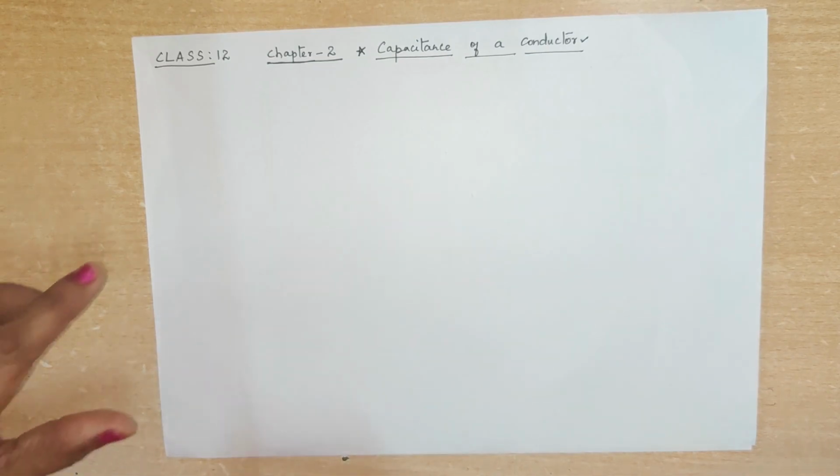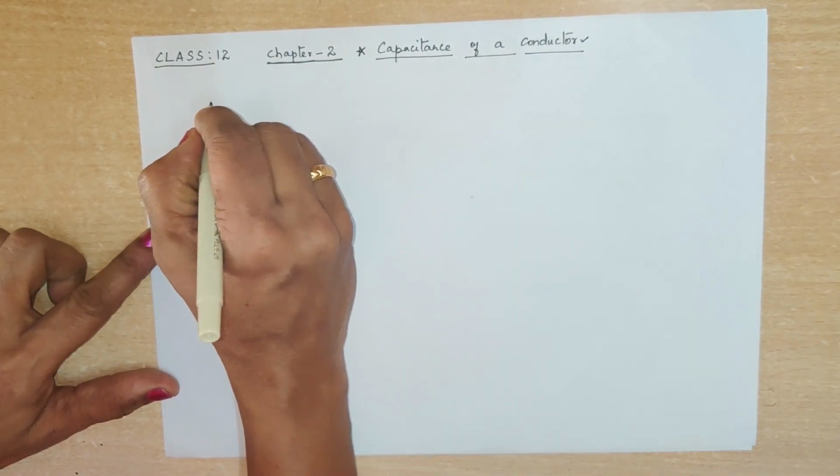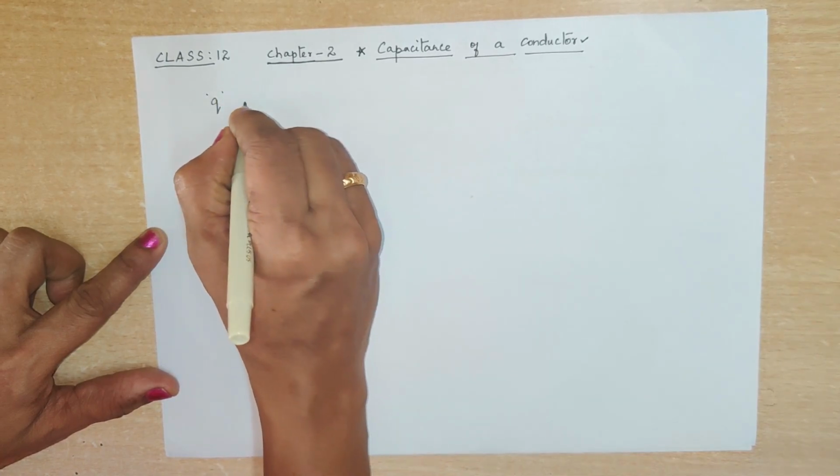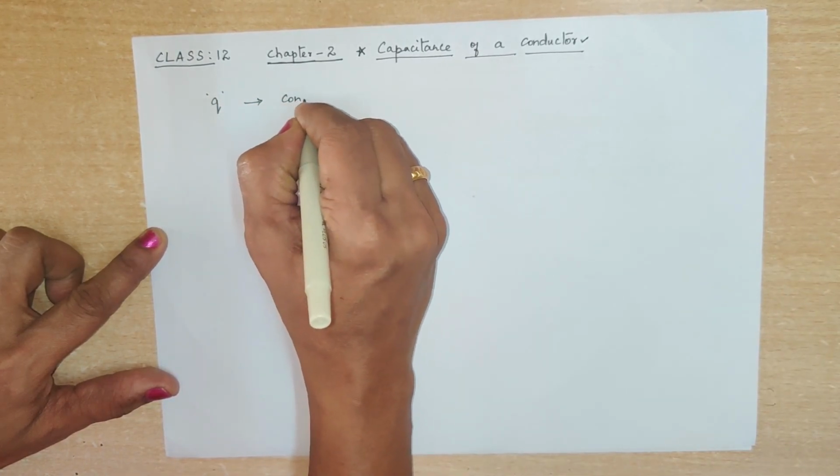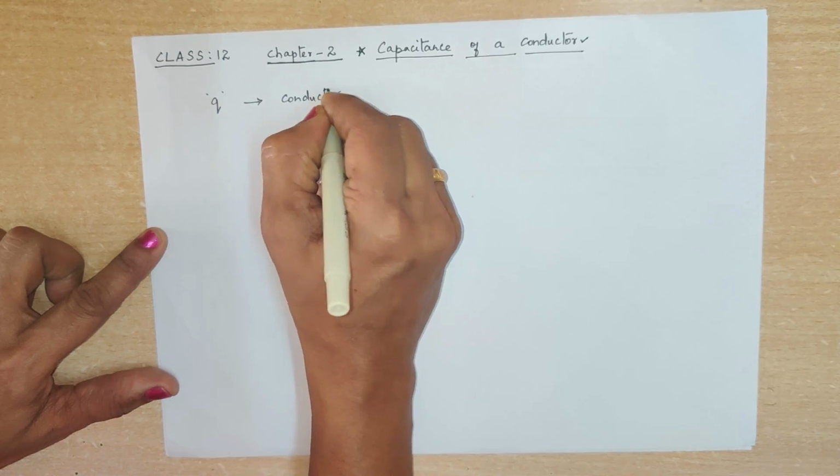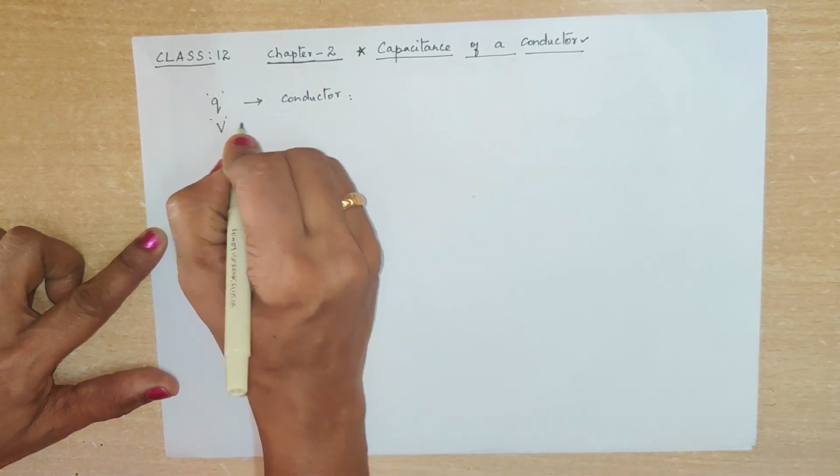We know that it is difficult to handle free point charges or hold them fixed in any desired position. The only practical way to handle charge would be to put it on a conductor. So, we are going to start here. The charge Q is given to a conductor, and hence the potential V is developed.